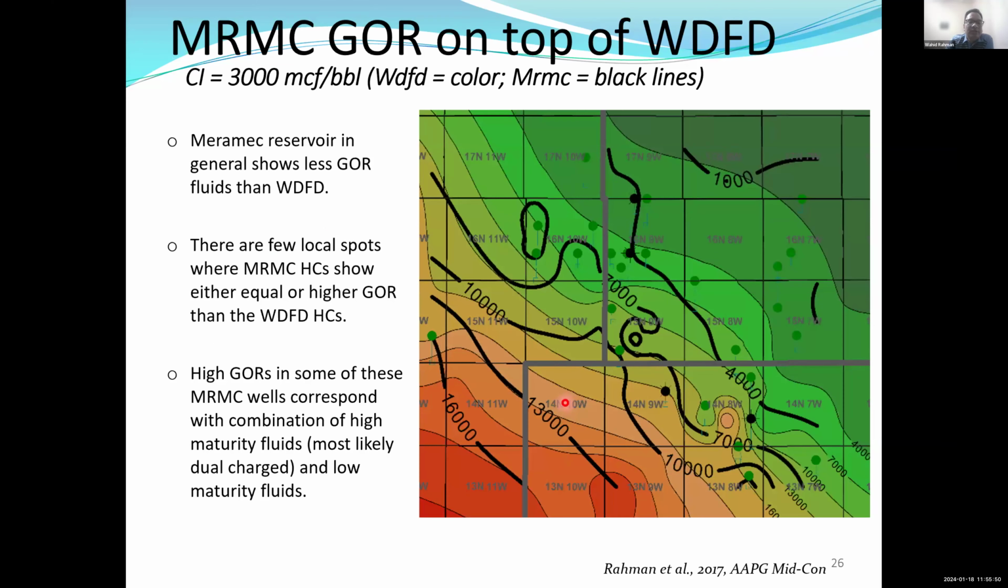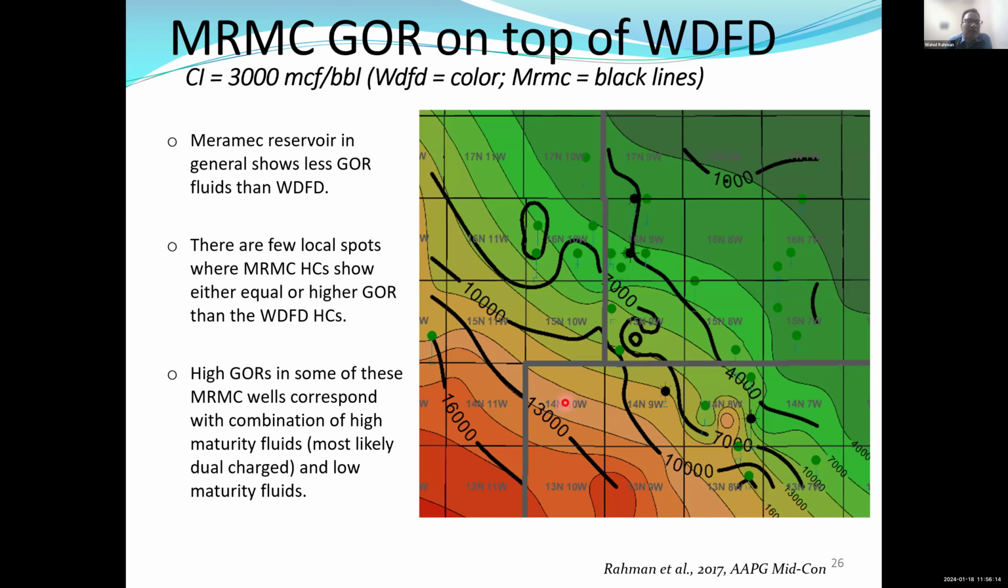So here is the map of Meramec fluid maturity. Here you see the schematic. Remember the first plot where I had purple, red, and another color. Here, in some of the places, you see Meramec is holding high maturity oil. The Meramec has a little bullseye on the left hand column, so higher maturity fluid, higher GOR fluid in there.